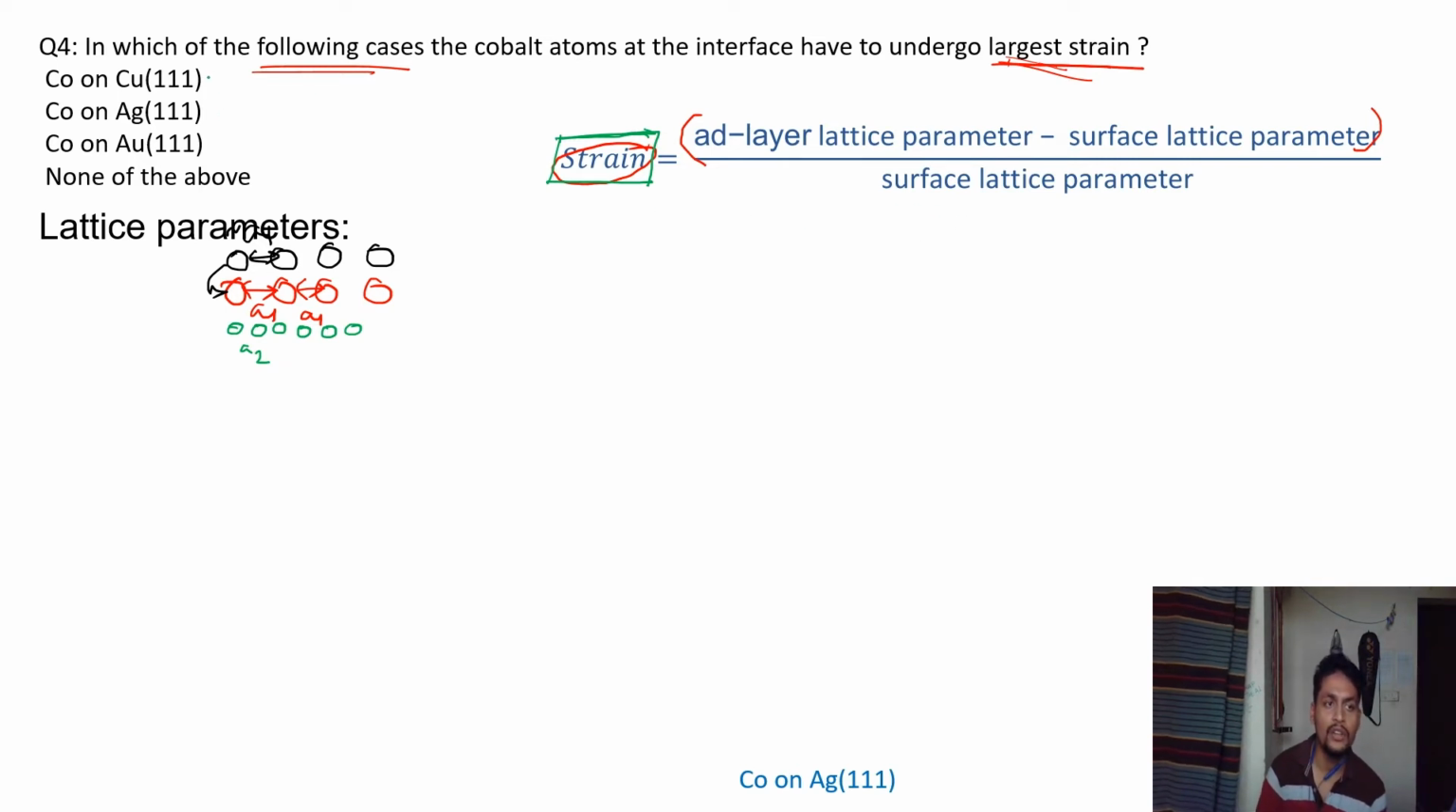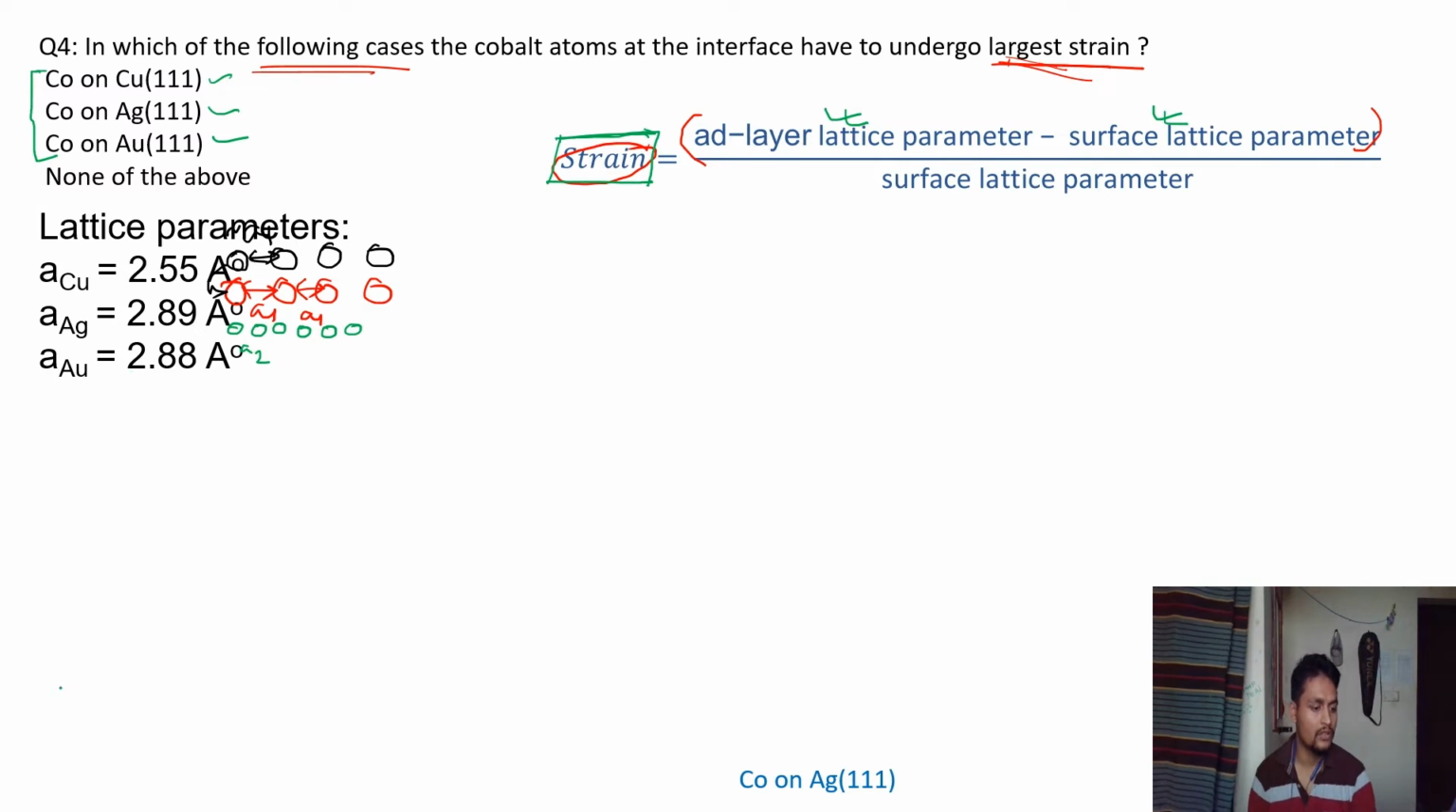Now to answer this question, which one has the largest strain? What do we need to know? We need to know both lattice parameters, because in every case the add layer is the same. In every case this add layer which is going to be adsorbed is the same. So if we know just the bulk surface parameter of each of these cases, we can answer this. Whichever has the highest difference will have the largest strain. So let's just, sorry, here I am confused. So let me erase this part.